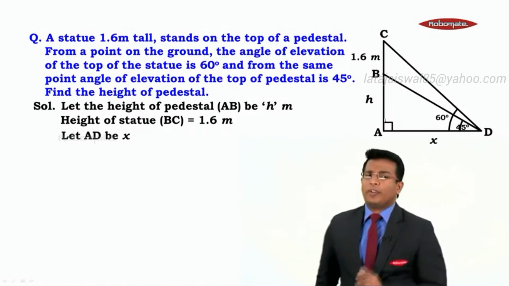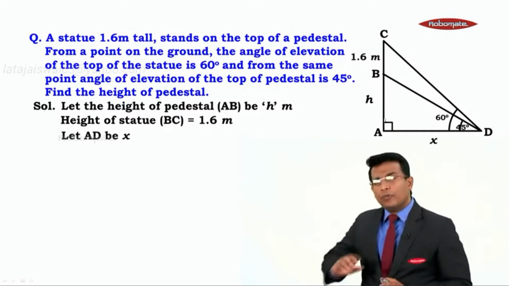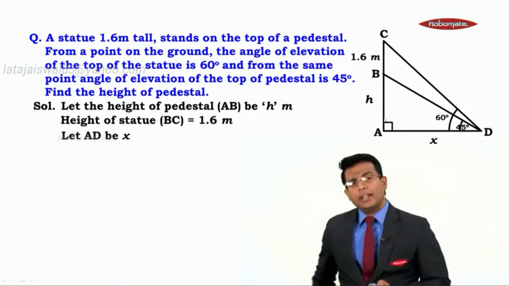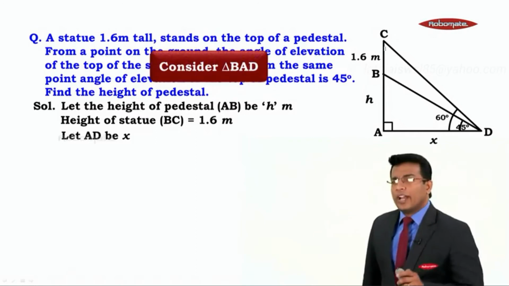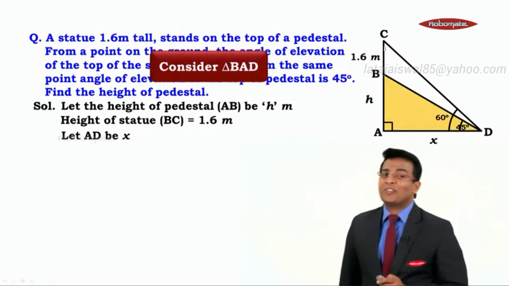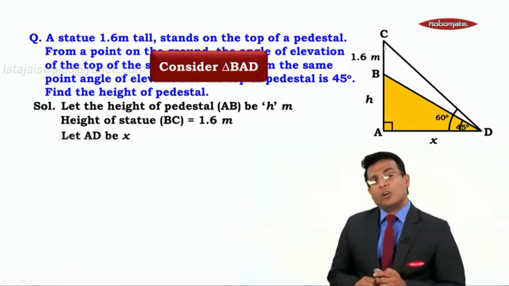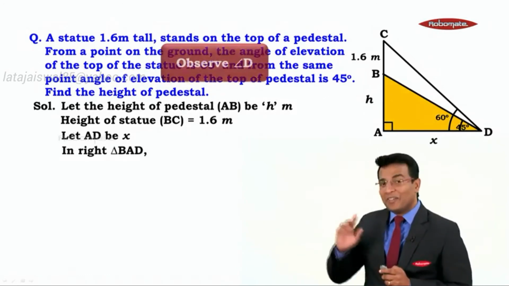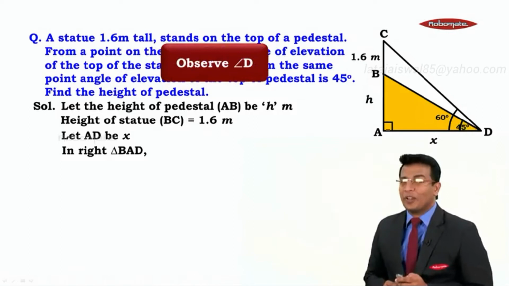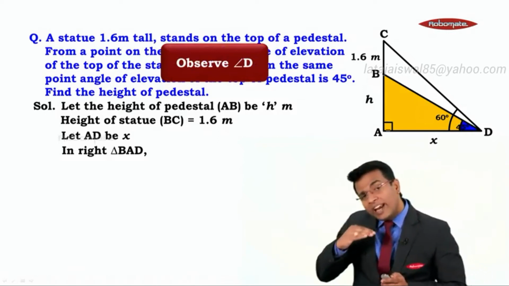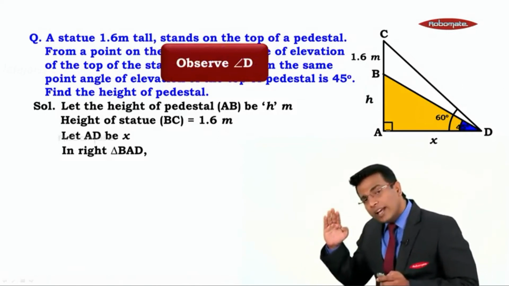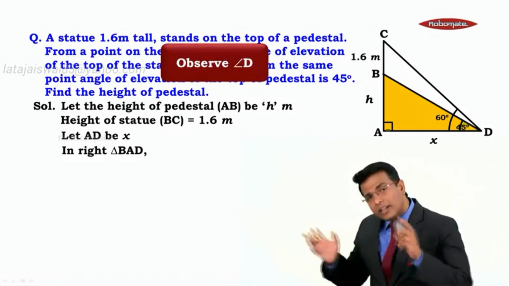Now observe very carefully, how are we going to do this? Now we need to find the value of H, right? Now H belongs to that right angle triangle BAD. So observe that right angle triangle BAD. In that we have an acute angle, that is 45 degree, right? We have that angle D, which is 45 degree. Observe that angle. Now why we took AD? Because we need to find only H, and we don't have any other information there.